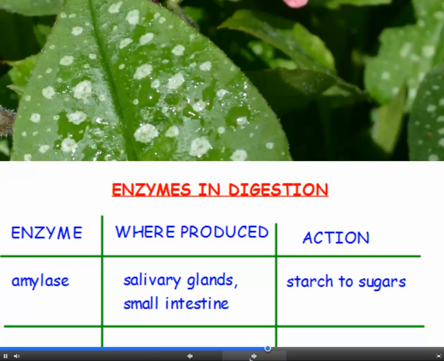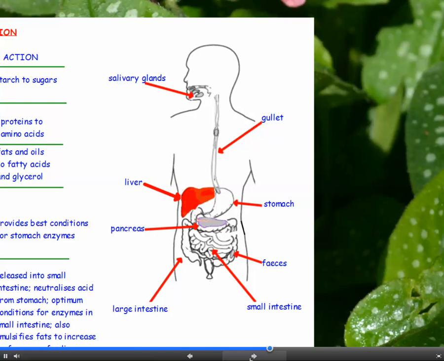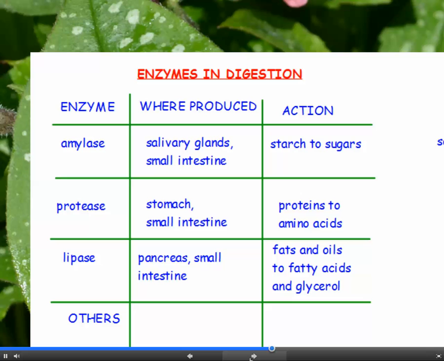Enzymes in digestion. So this is just a reminder of the structure of the digestive system. Now you might be called upon in the exam to label any of these organs. Now these are three groups of enzymes which you need to know and understand: amylase, protease and lipase. You need to be able to state which organs produce them and what the action is. So that means what's the substrate and what are the products of that reaction.